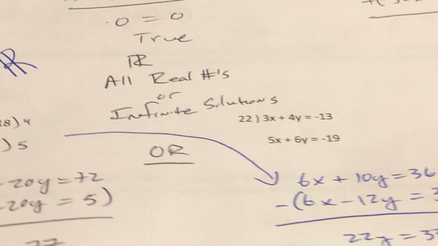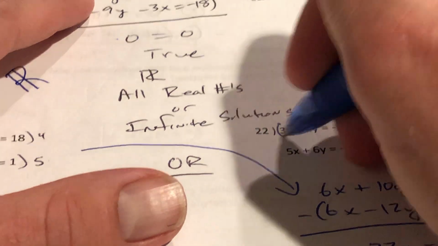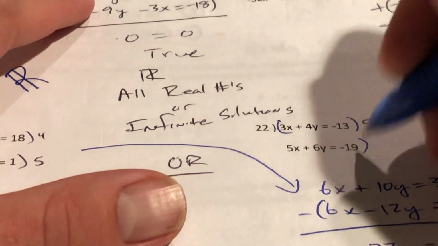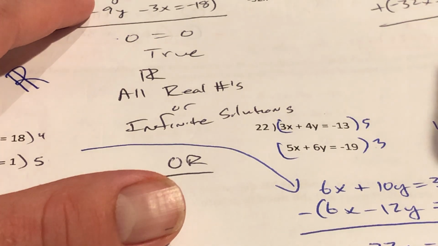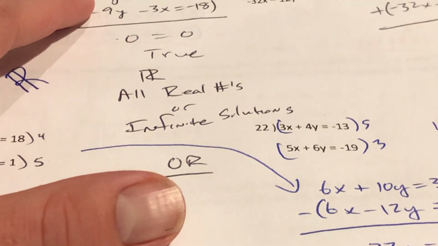So it's up to you on 22 what you want to solve for. Maybe let's multiply the top one by 5, the bottom one by 3. So now the x will match up.